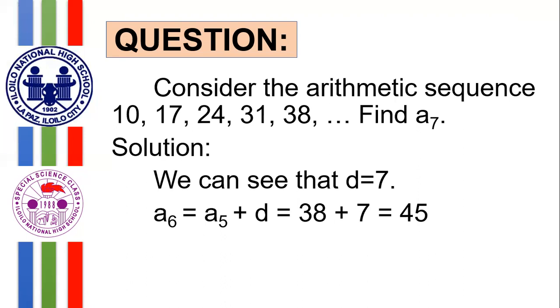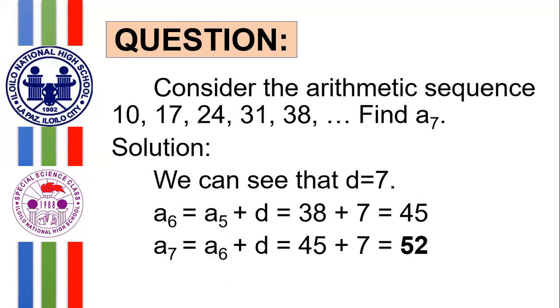And how about the seventh term? Since you have the sixth term, you can now get the seventh term. So substituting n by 7 to the recursive relation formula earlier, we have a sub 7 equals a sub 6 plus d, but a sub 6 is 45, plus d, or your common difference, which is 7. That's why 45 plus 7 equals 52. So 52 is indeed the seventh term of this sequence. And if you answered 52, great job.